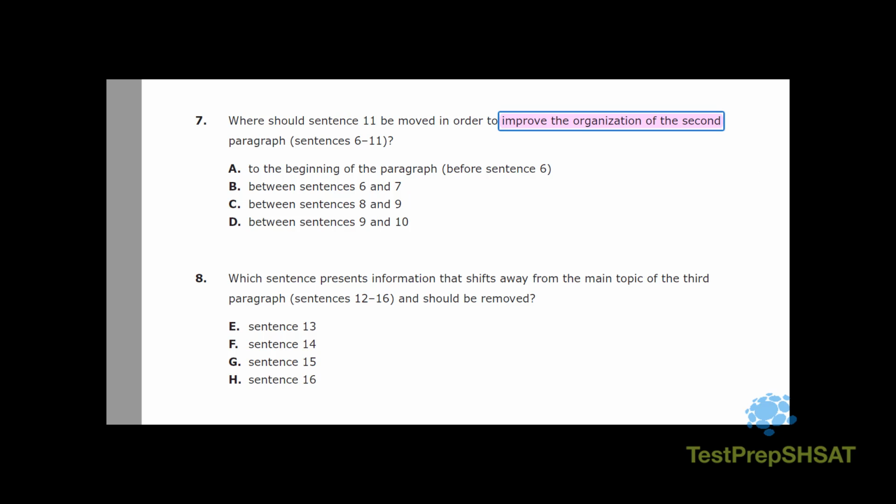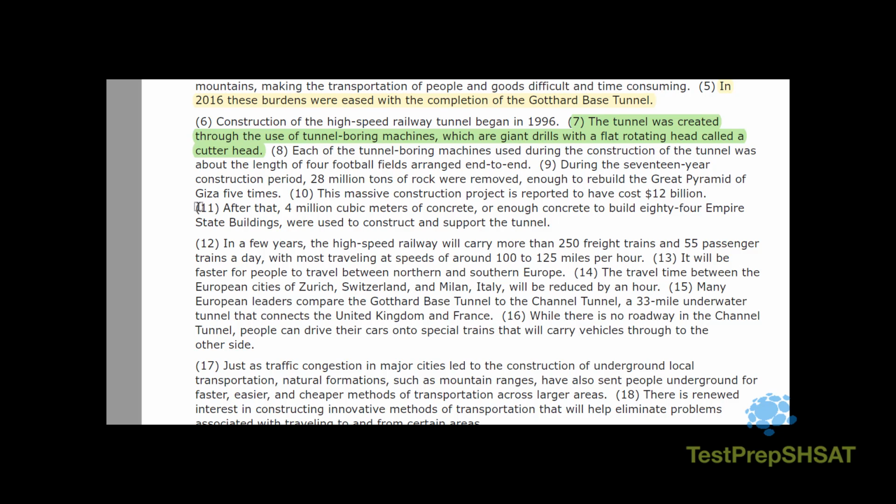What is sentence 11 saying? Sentence 11 is again, and it's worth noting, it's again in that second paragraph, which is about the construction of the tunnel. Okay, and it's basically saying they used a lot of concrete, enough to build many, many Empire State Buildings. So where are we talking about that?